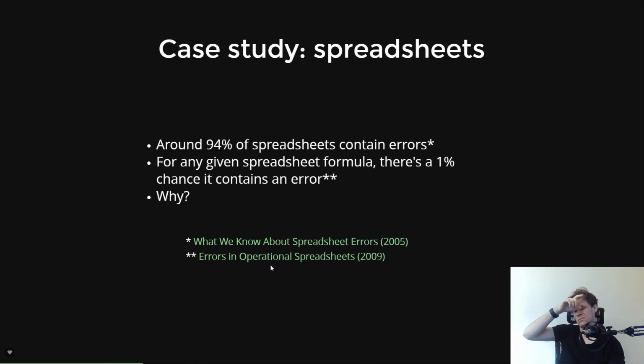Now, a really fun fact, which I didn't include in the original slide deck, but I do love it. Rob, you don't know Rob, but Rob found it. Around 94% of spreadsheets contain errors. And what that means, when someone did the research on this, is that for every formula you've ever written in Microsoft Excel or Google Sheets, there's a 1% chance it contains an error, right?